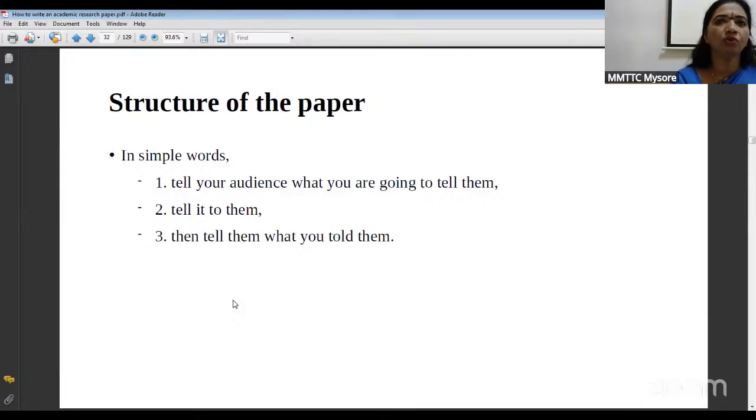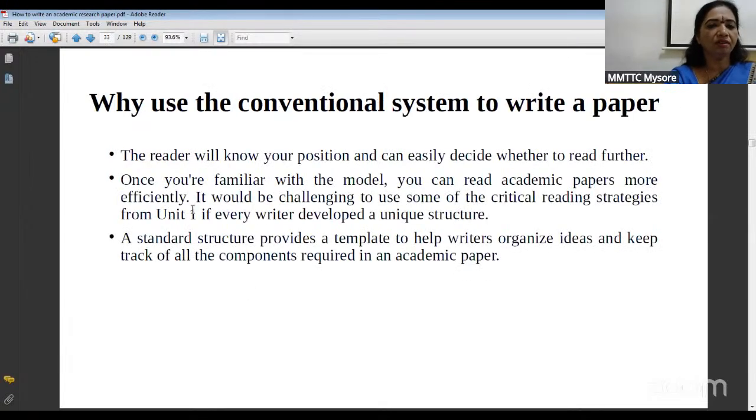Don't just say I'm going to tell this, and then not tell it at all, or your paper is not good. Tell it to them, and then tell them what you told them. So that is the conclusion. In the last step, you tell them what you already told them. If you follow all these three steps, then your paper writing is going to be successful.